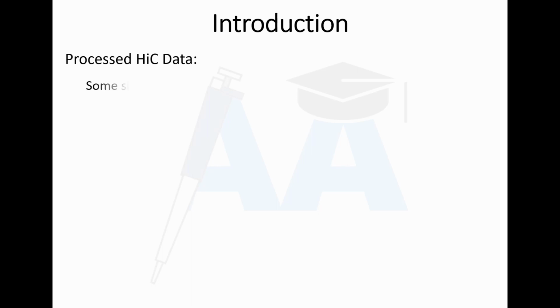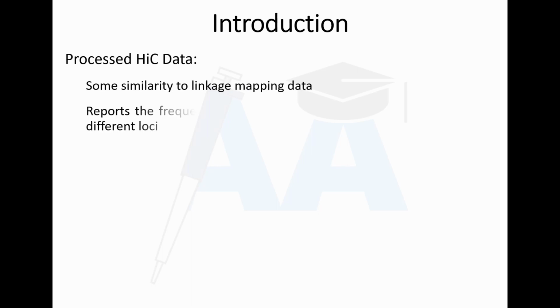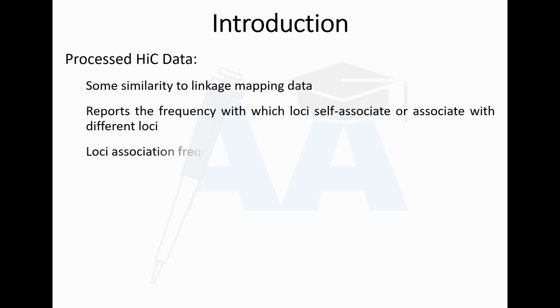Processed HiC data shares some similarity to linkage mapping data. It reports the frequency with which loci self-associate or associate with different loci. Loci association frequency can provide many biological insights, such as whether or not a locus is condensed, the presence or absence of certain proteins, and more.